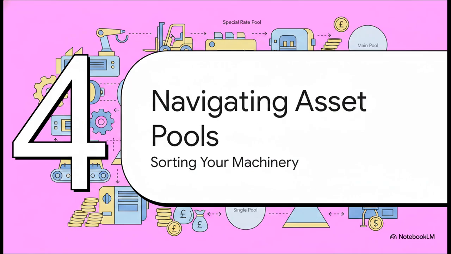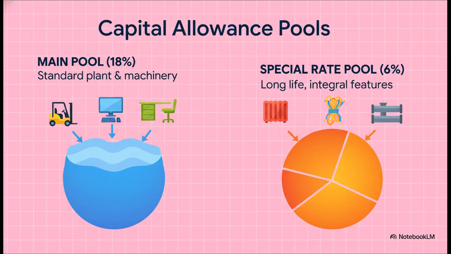Section 4. Navigating asset pools. Sorting your machinery. But as you might guess, not every single thing gets that VIP £1 million treatment. Once you've used up your AIA, or for assets that just don't qualify for it, HMRC gives us two main buckets to sort our assets into.